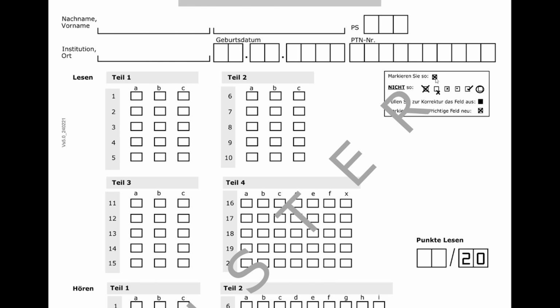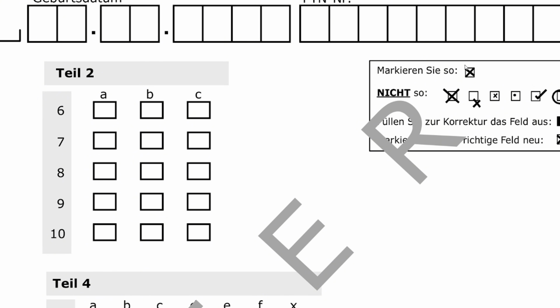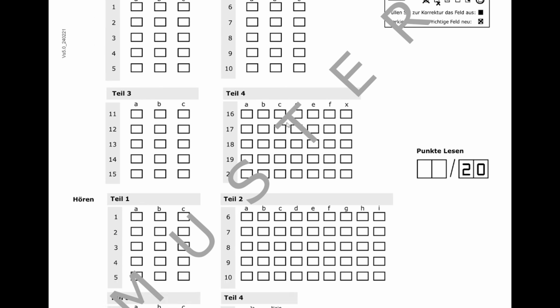So you have to put a cross like this. Let me zoom in and show it to you. So you see this kind of cross. And these things, for example, a big cross or a cross outside of the box will not be acceptable. So this is the Antwortbogen.